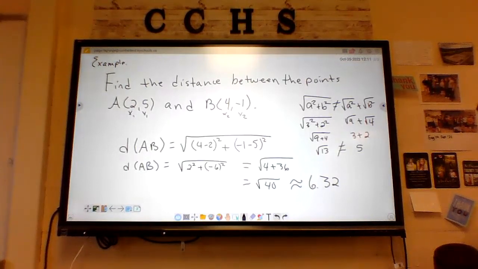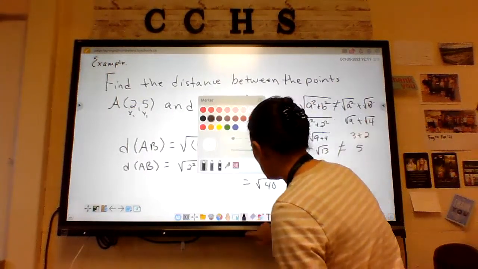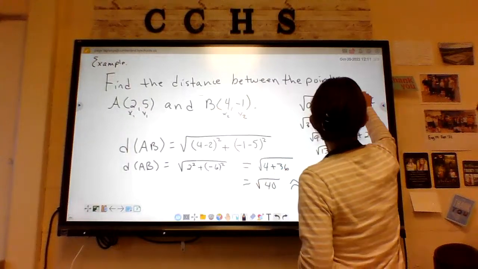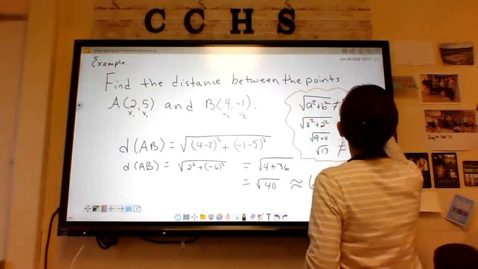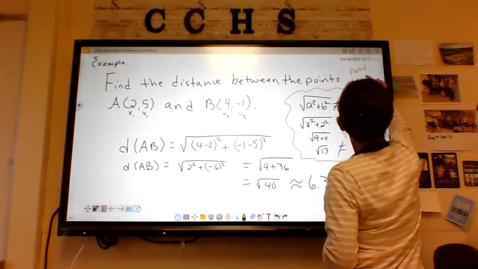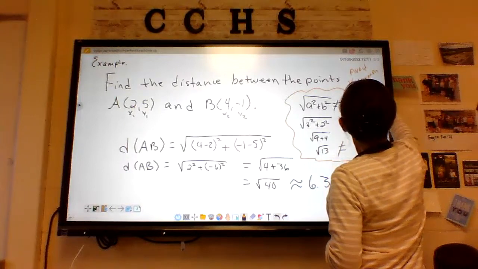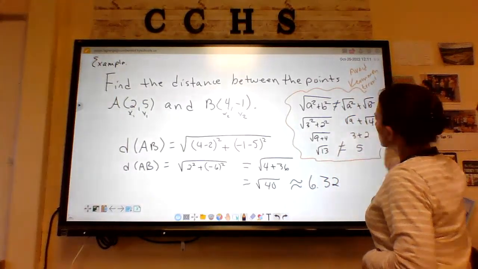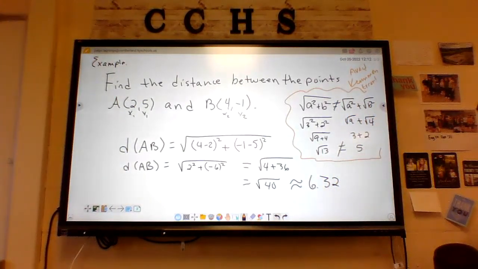If the square is not on the numbers, like it's outside the radical, then the square and the radical cancel out. Yes, but if it's underneath that radical, yeah. But that's a really common error. That's a very common error. So let me change colors here and put that in a special box. So avoid that. Okay, avoid that common error.